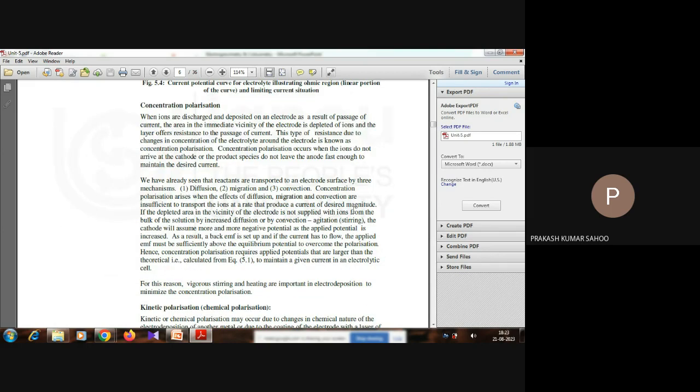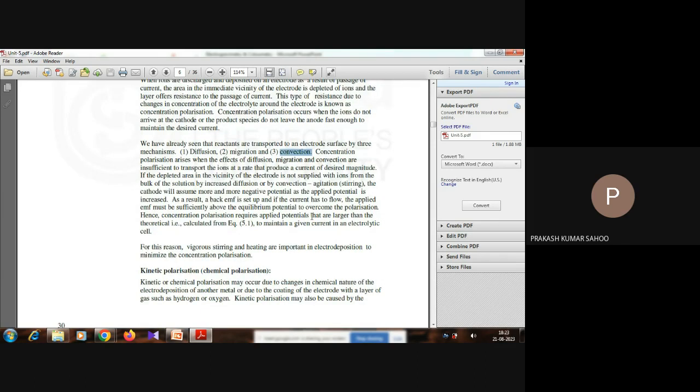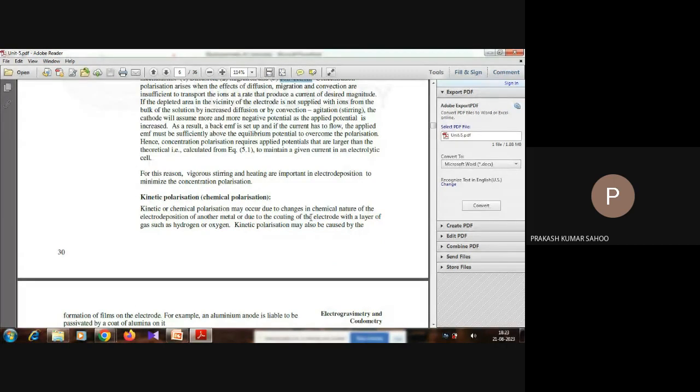Then we have three surface phenomena: diffusion may happen, migration of the ions may happen, and convection may happen. So concentration polarization arises when the effects of diffusion, migration, and convection are insufficient to transport the ions at a rate that produces a current of desired magnitude. This is the reason why concentration polarization happens. Then there will be kinetic polarization, which is the effect of applied current or applied voltage on the movement or the kinetics of the ions.